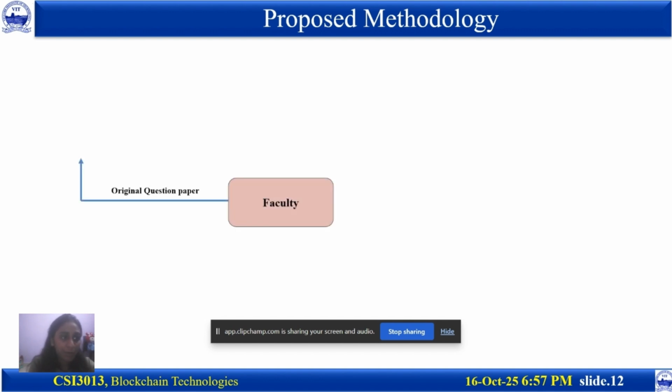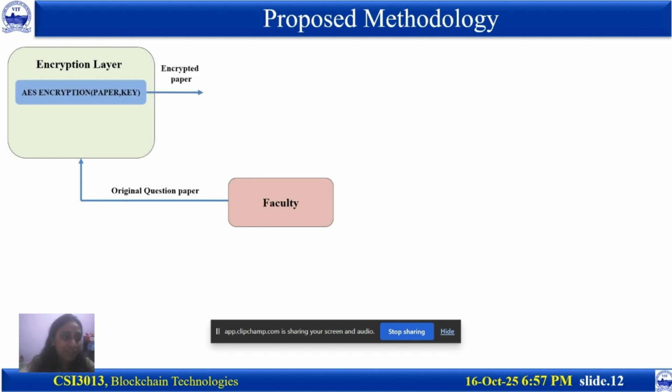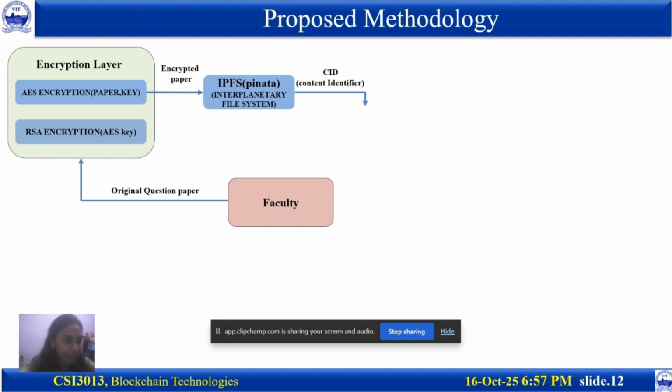Encryption layer. The process starts when the faculty prepares an original question paper. Before uploading the document, it is encrypted using RSA and AES encryption. AES is the Advanced Encryption Standard. The AES key itself is encrypted using RSA encryption, providing an additional layer of protection. This ensures two encryption components: encrypting the question paper and encrypting the AES key.